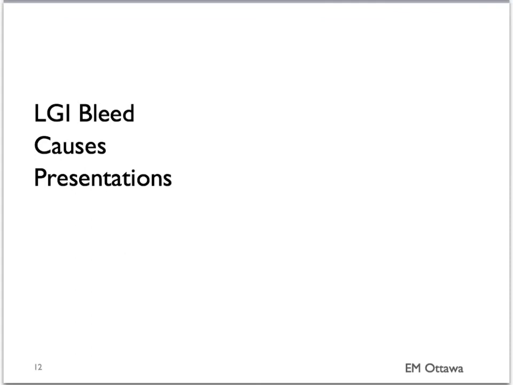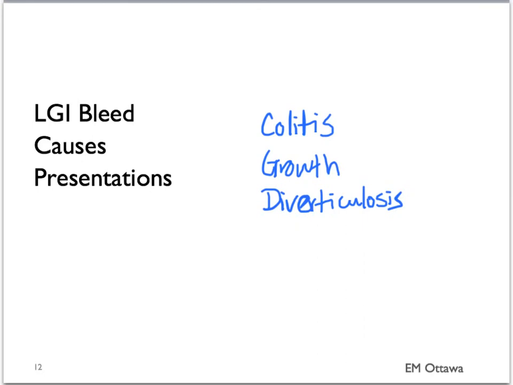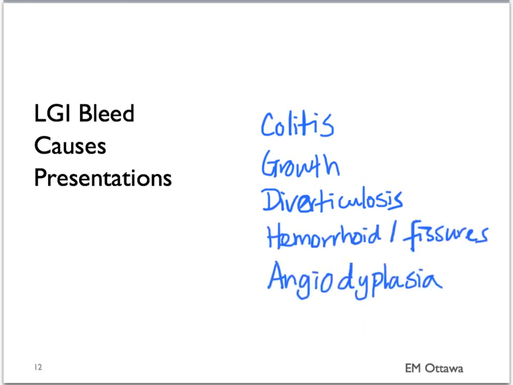In summary, in this segment we discussed the causes and presentations of lower GI bleed. They can be from colitis, either from inflammation, infection, or ischemia. They can be from growth like a cancer. They can be from diverticulosis, or from hemorrhoids and fissures. They can also be from angiodysplasia.